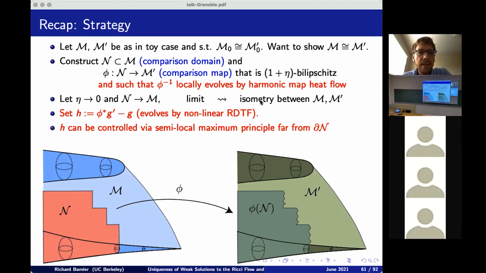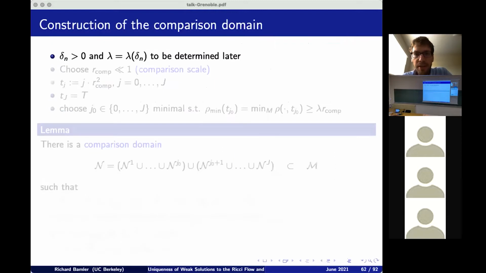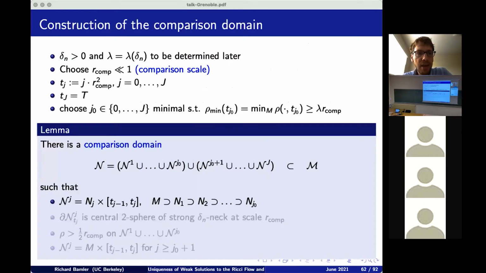So our goal will be to find some kind of comparison domain N, and find a map from N into M prime, which is 1 plus eta bi-Lipschitz, where eta is small. And then we want to let eta go to 0 and N go to M. Last time I briefly mentioned how this comparison domain is constructed. So you may recall the picture, and maybe this lemma now makes more sense.